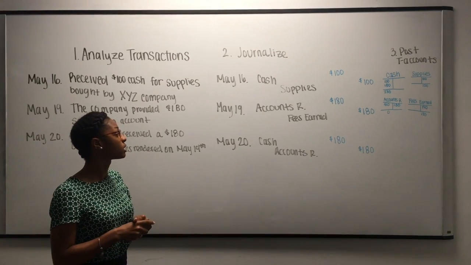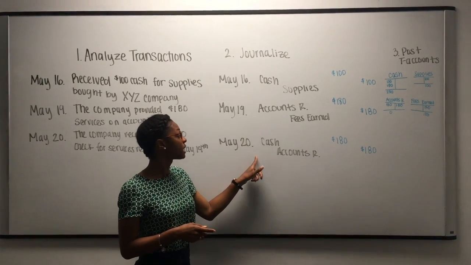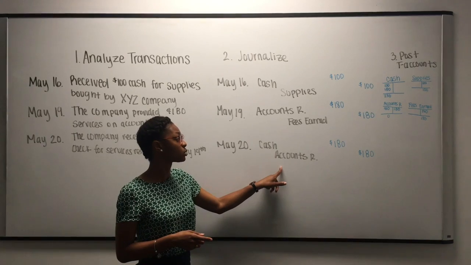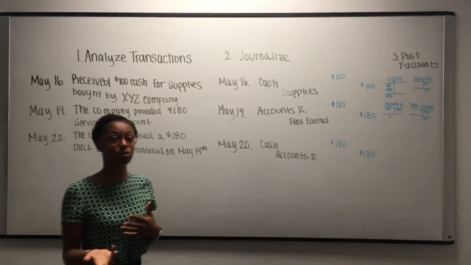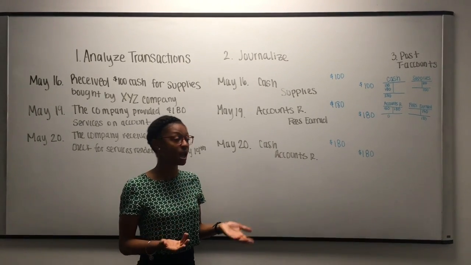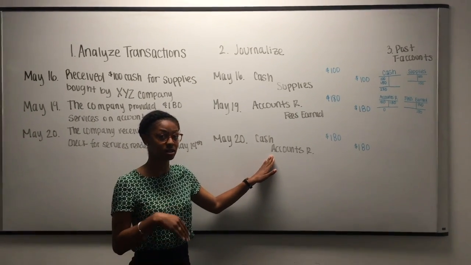And our final part of the journalizing entries is debit cash and credit accounts receivable. We did this because our customer paid us our $180 worth of cash, and their accounts receivable account has decreased.